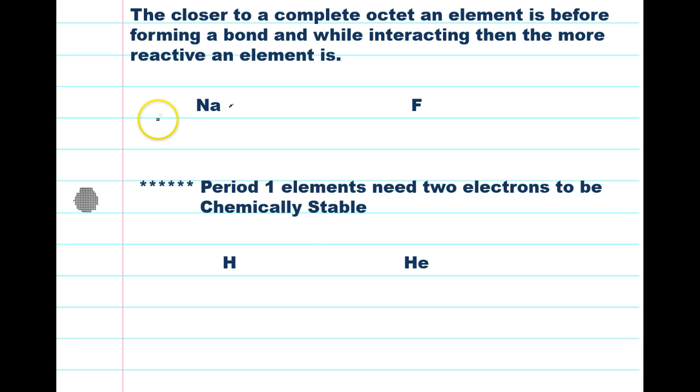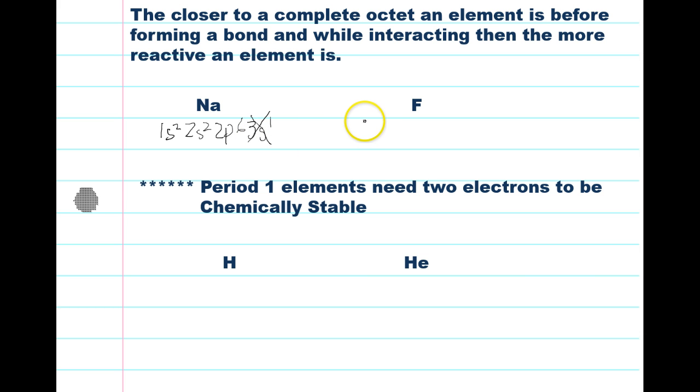So if we actually write the electron configuration, we have 1s2, 2s2, 2p6, 3s1. So if we take that 3s1 and we remove it, then we get a noble gas configuration. So that makes sodium very, very reactive.